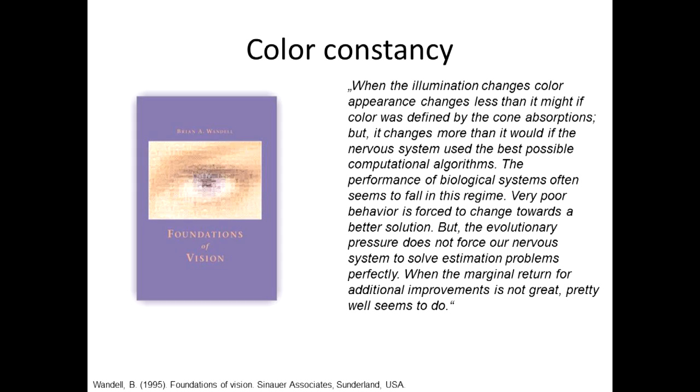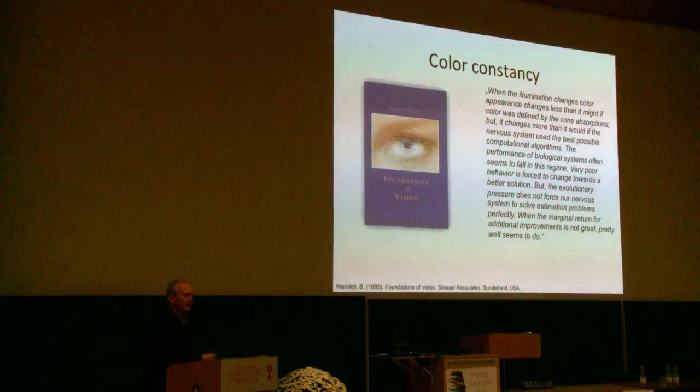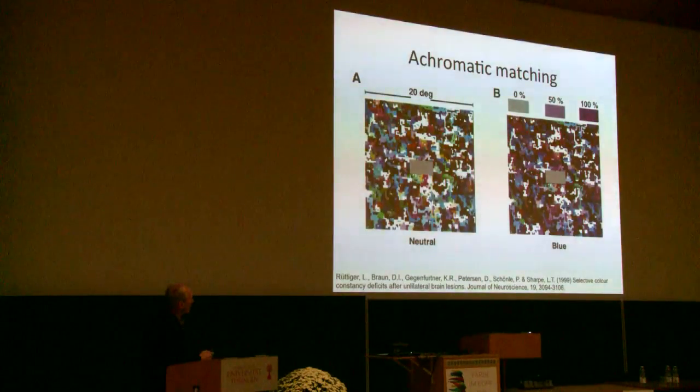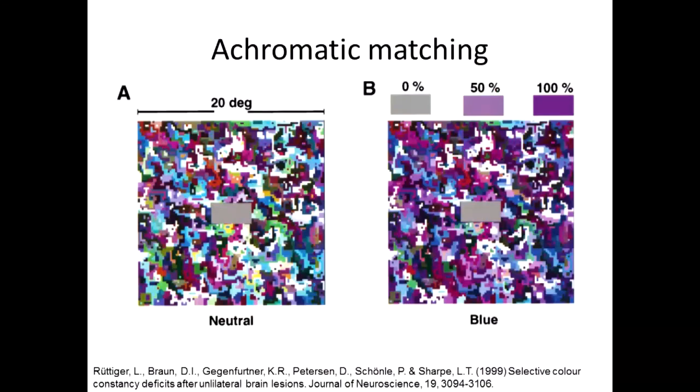In the following years after these initial studies by Arend and Reeves and many others, different paradigms have been introduced that showed that maybe color constancy is a little bit better than just 20%. One of these paradigms was, for example, achromatic matching. The nice thing about achromatic matching is that now we don't have two different illuminants in the scene. We just tell the observer to adjust the color of a central patch so that it appears neutral gray without any color.